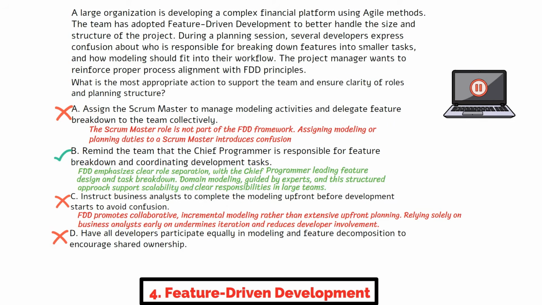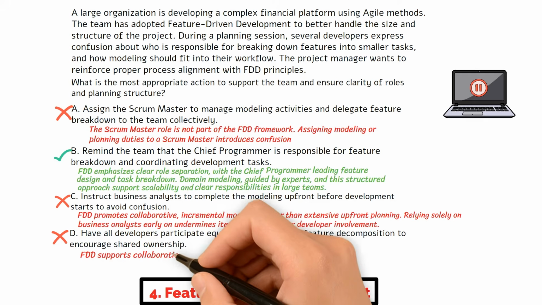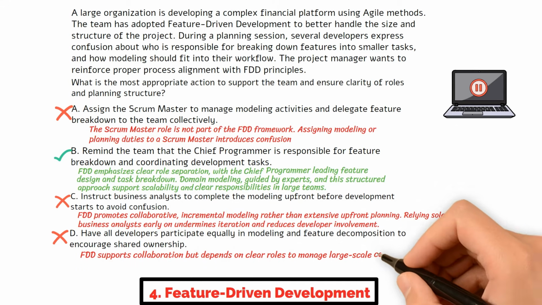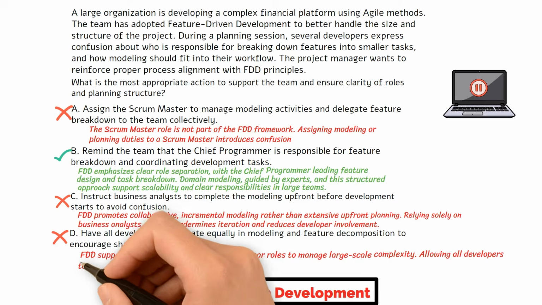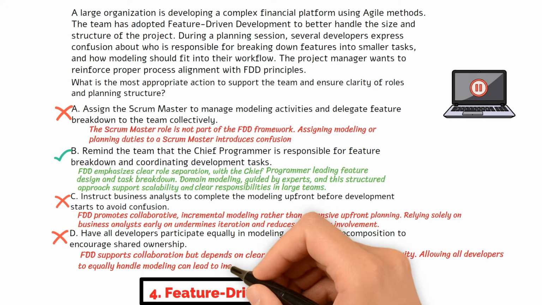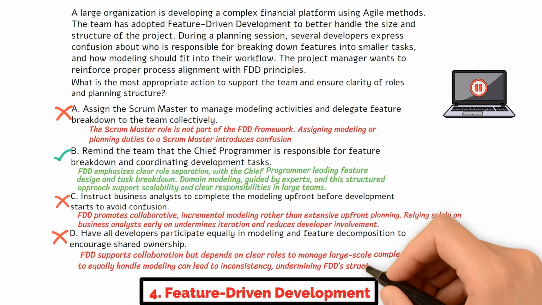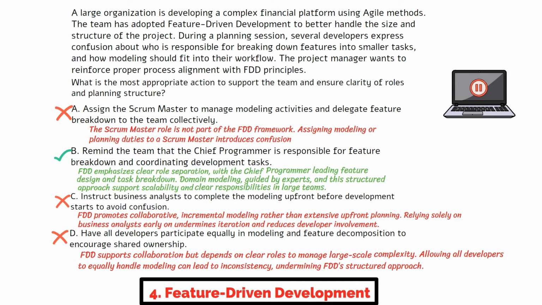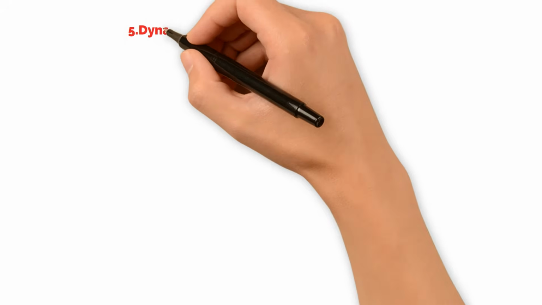Choice D is incorrect. While collaboration is important, FDD relies on specific roles and responsibilities to manage complexity at scale. Having all developers equally manage modeling and decomposition may result in inconsistency and a lack of structure, which FDD is designed to address. Okay, let's move on if you are ready.